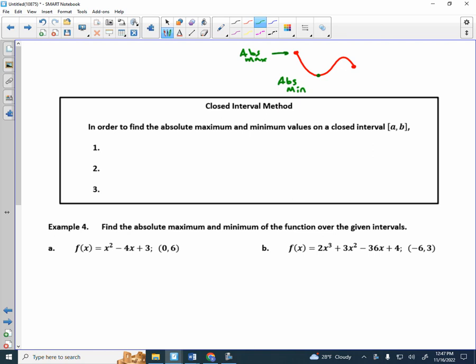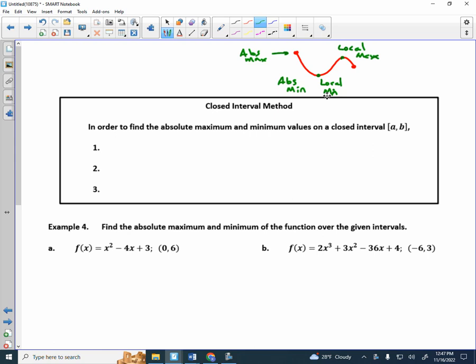You tell me when I get to a local min. Yeah, this is also a local min. You tell me when I get to a local max. Yeah, local max. So this endpoint is neither a local min or local max or absolute min or absolute max, right?